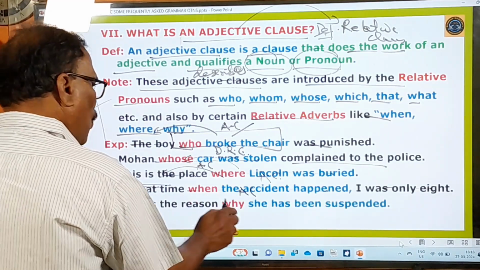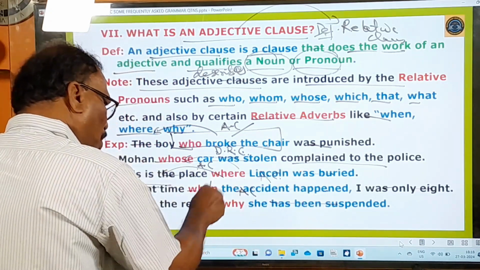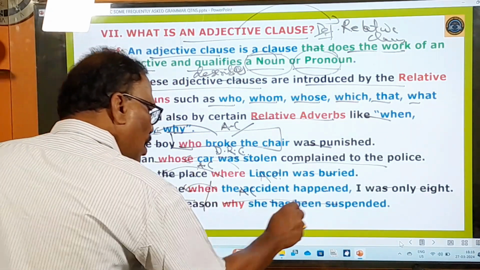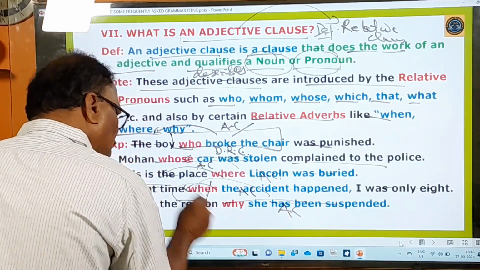That is the reason why she has been suspended. That was the reason why she was suspended. So what is this clause doing? This adjective clause or defining relative clause, what is it doing? It is describing this reason.